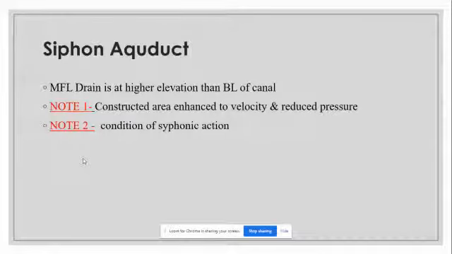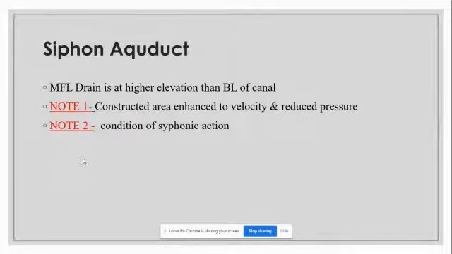Simply, if the river is below and the canal is above, that means it is an aqueduct. Then you see what the MFL of the drain is. If the MFL of the drain is at a higher elevation than the bed level, that means it is a siphon aqueduct, and otherwise it is a simple aqueduct.